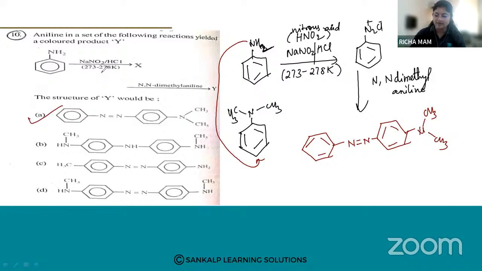So with sodium nitrite and HCl, it produces diazonium salts. Thus it is used in the preparation of benzene diazonium chloride. Okay, fine. So let us go further.